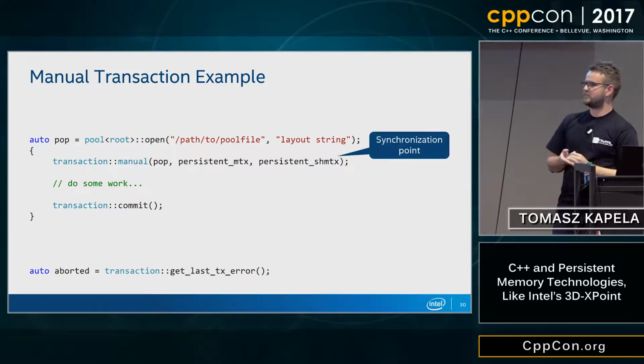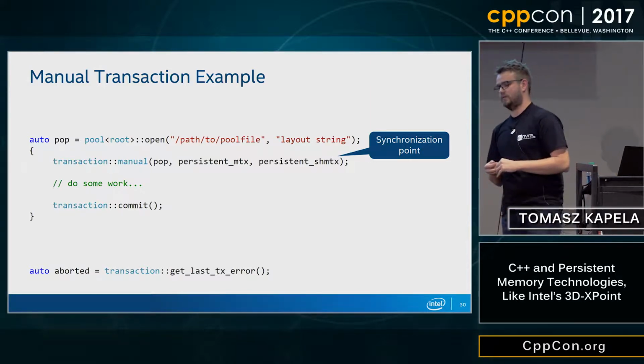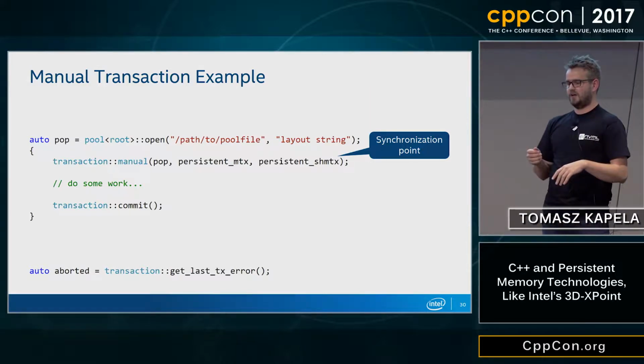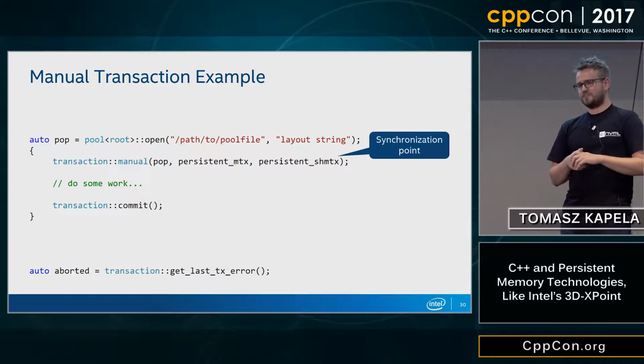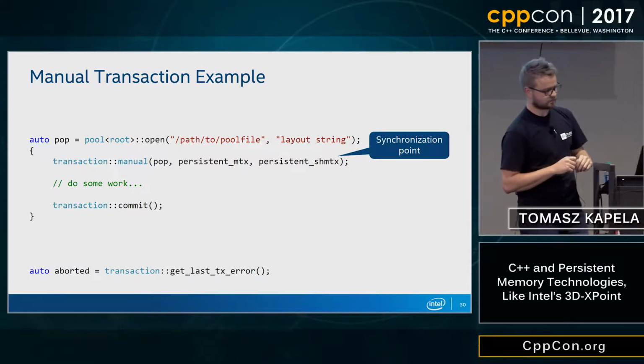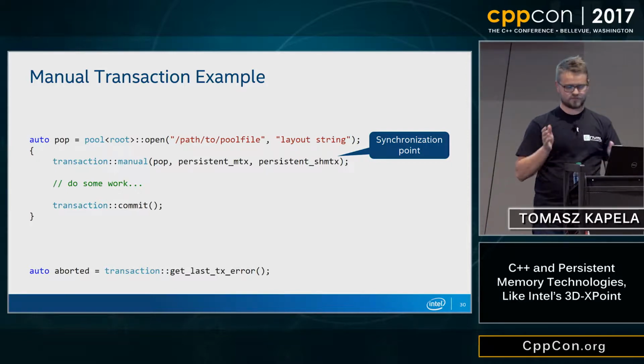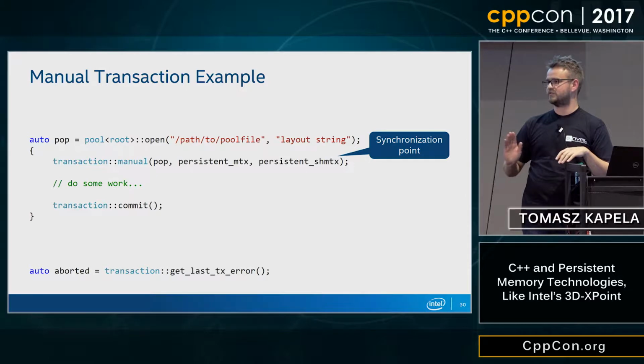I mentioned the synchronization point, and it's here. It takes an arbitrary number of locks, different types of locks, preferably persistent memory resident locks, which we implemented, which have a special feature. And you just specify any number and we will keep the lock until the transaction ends.